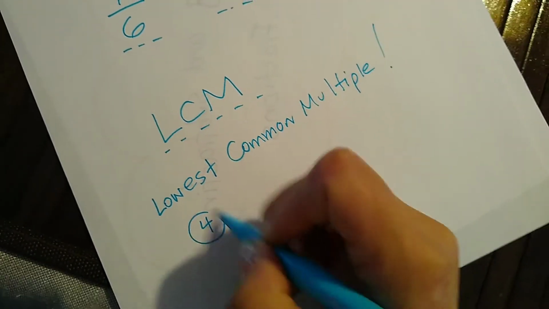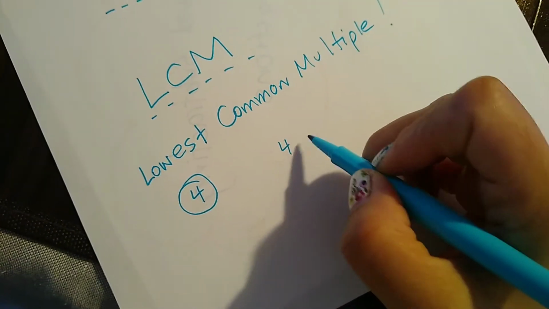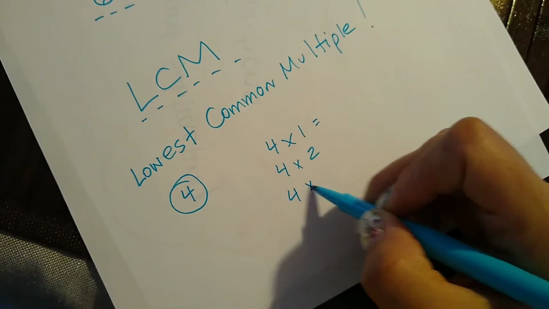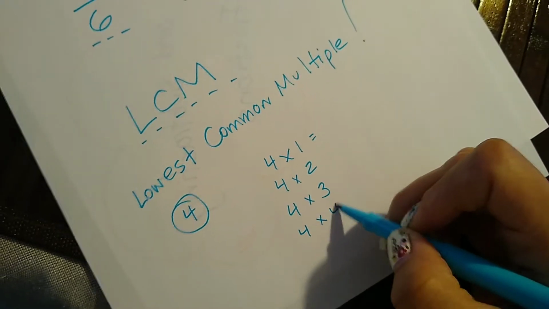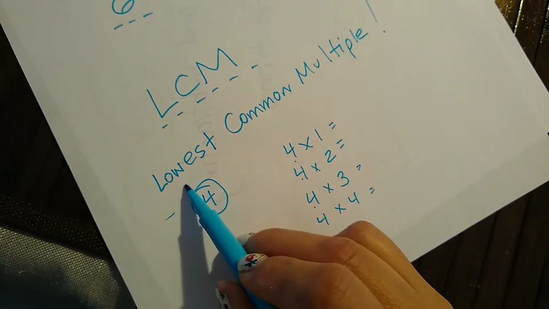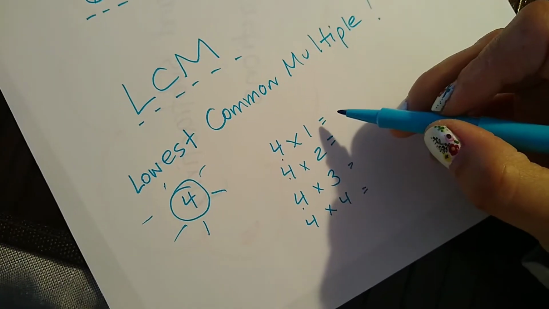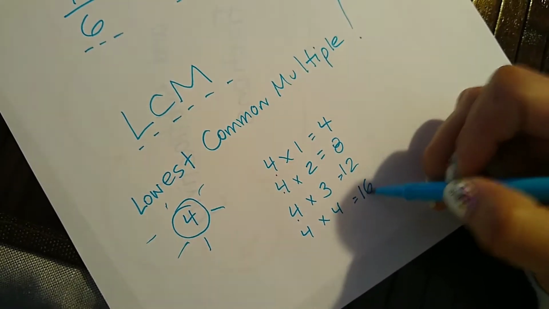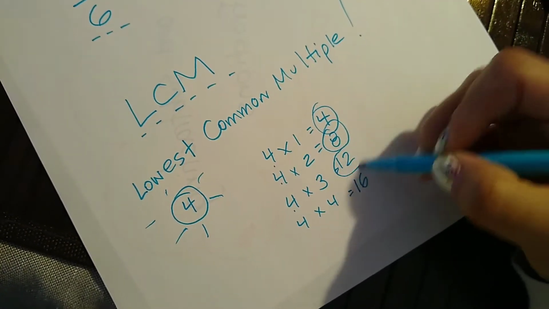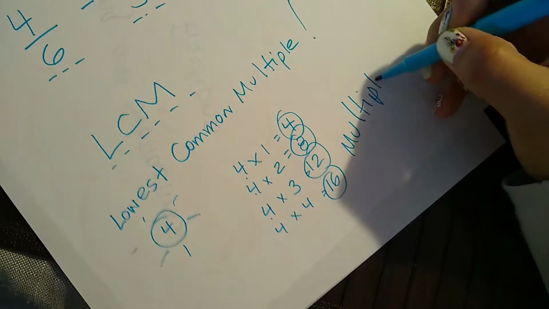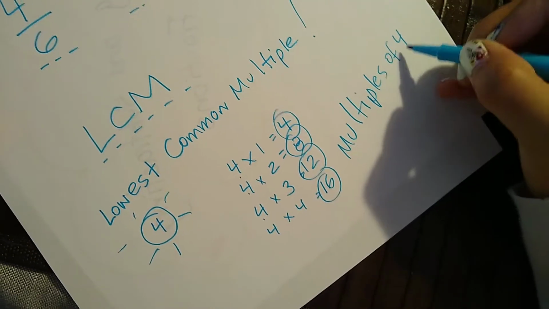Let's find the multiples of 4, right? So a multiple is when I multiply two factors together. In this case, the 4 needs to be there because I'm looking for multiples of 4. And the answer I get is basically a multiple. So 4, 8, 12, and 16 are multiples of 4. Do you remember that so far?